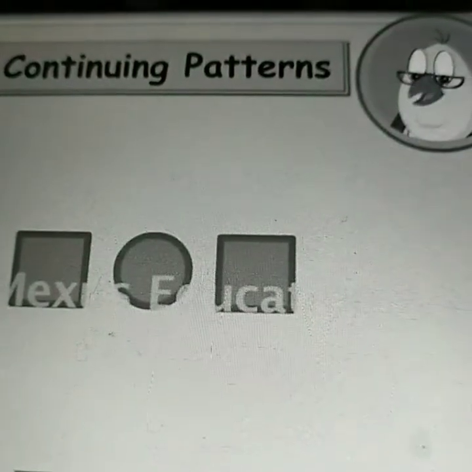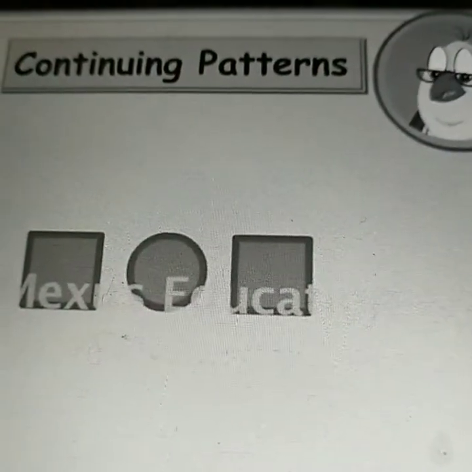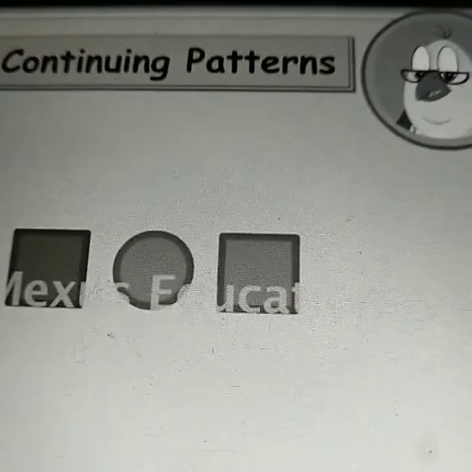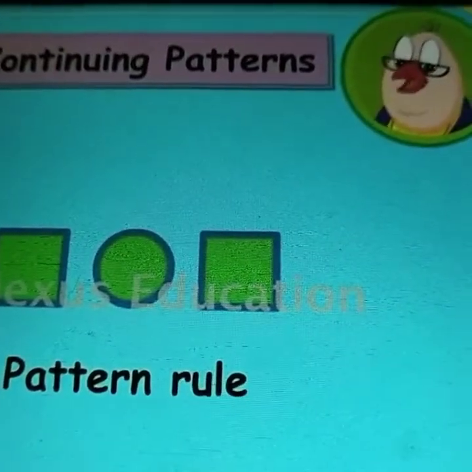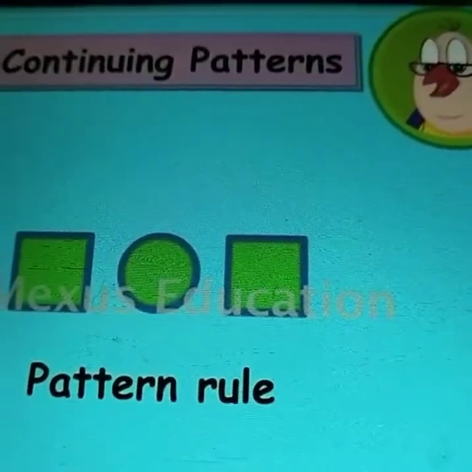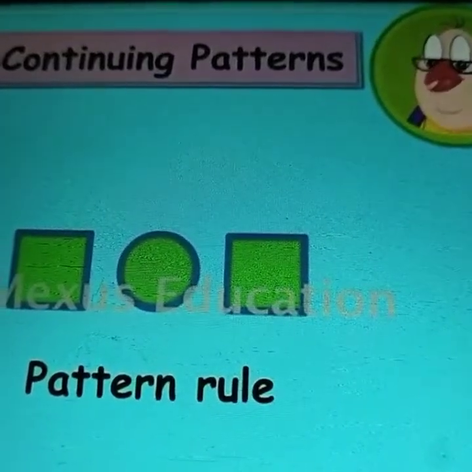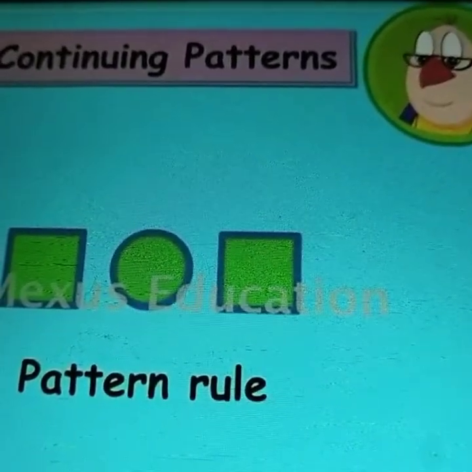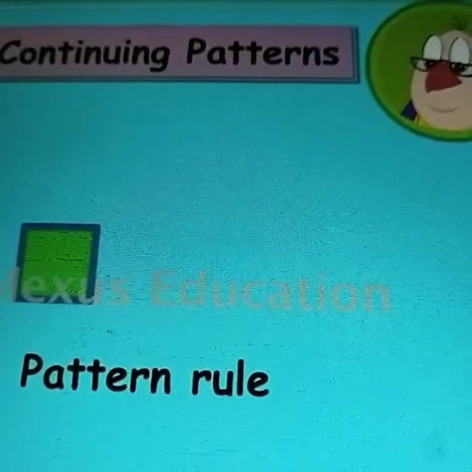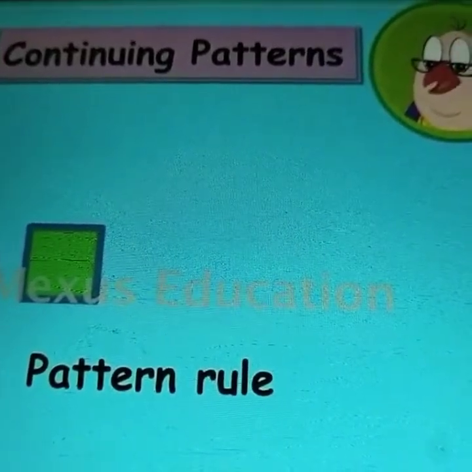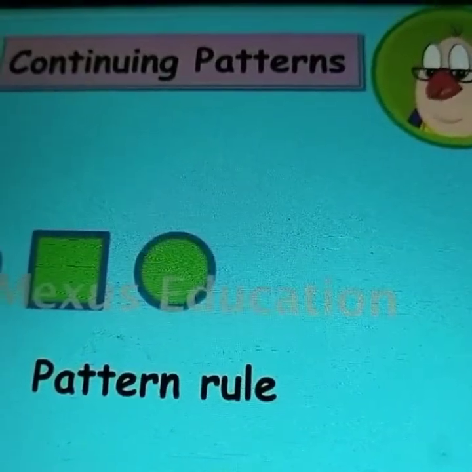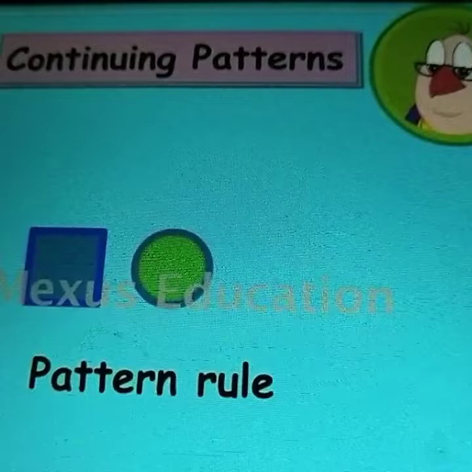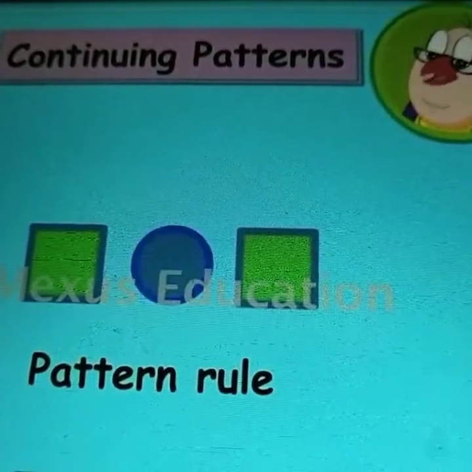You must have noticed that in this figure, a circle follows a square and a square follows a circle. This is the pattern rule of this figure. Patterns which show this type of continuity are known as continuing patterns. Let's complete this pattern. To complete this pattern, we will continue the series of a circle followed by a square, and a square follows a circle.